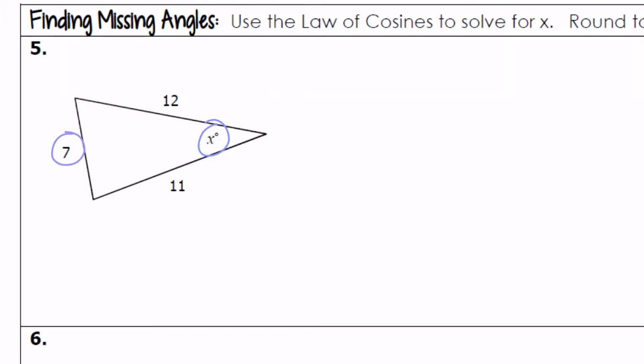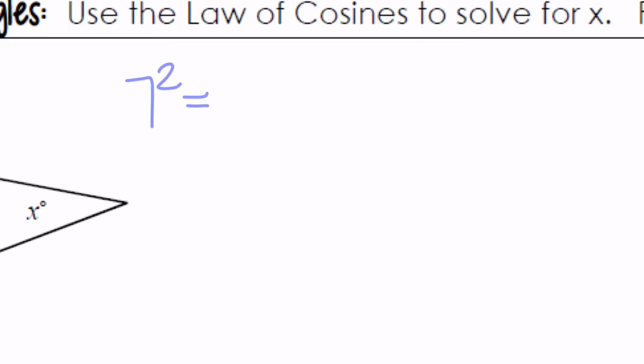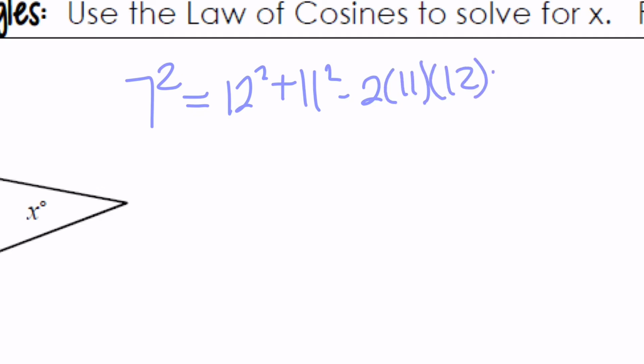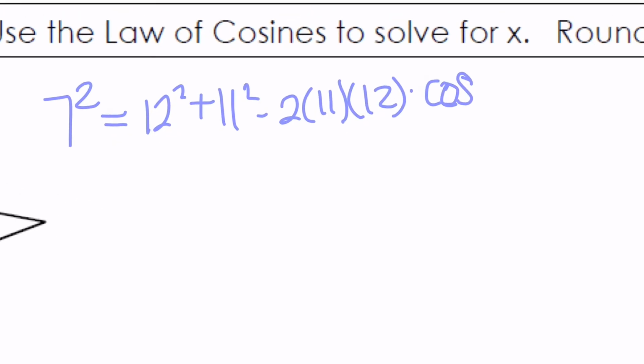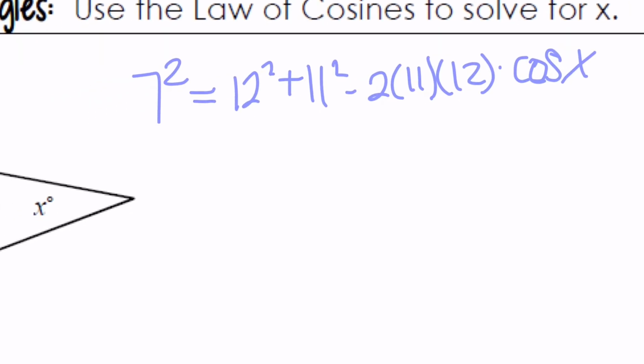So 7 is opposite of x degrees. So that's going to be what your equation is equal to. So 7 squared equals, and then you start plugging in your other values. 11 squared minus 2 times 11 times 12 times the cosine of x. Okay. Now I just start solving.